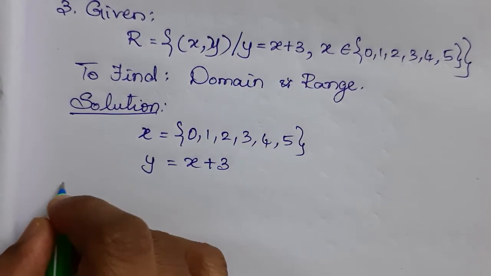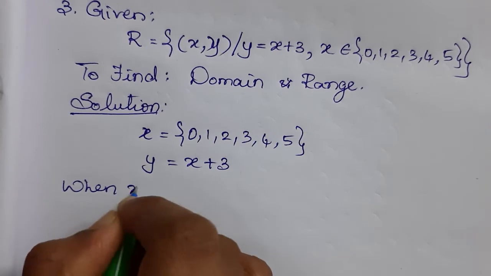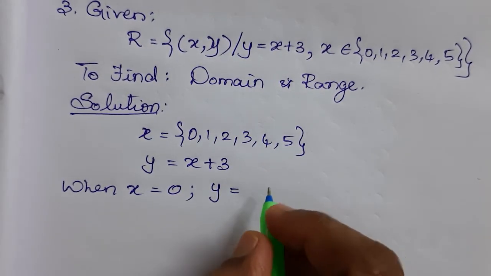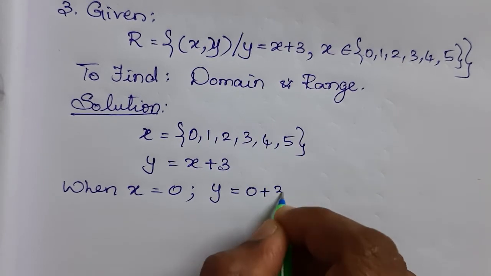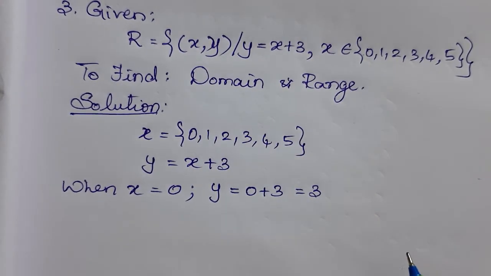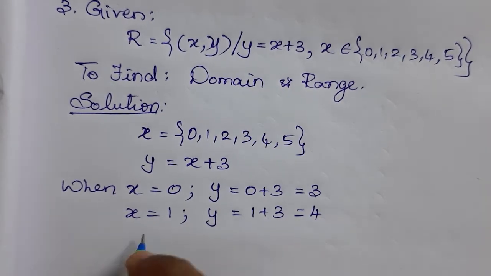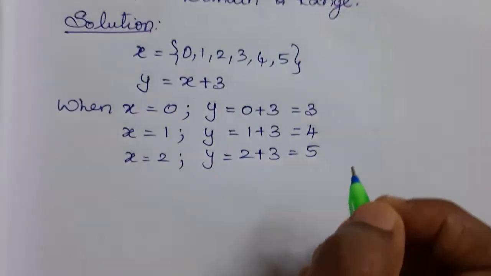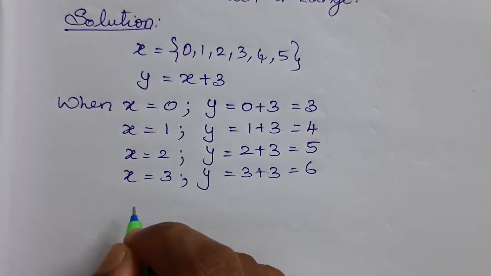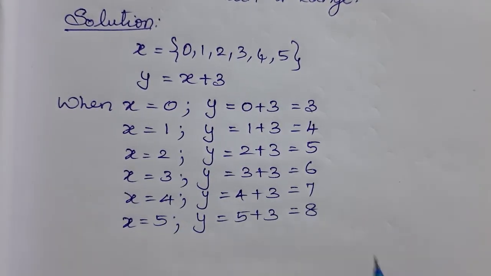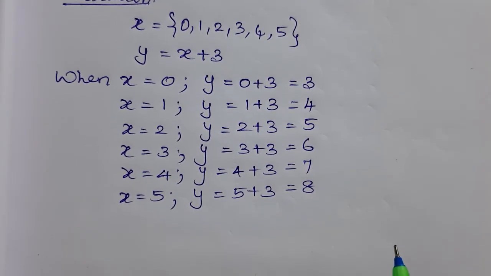So when x is equal to 0, what will be the value of y? Y is equal to 0 plus 3, which is nothing but 3. When x is equal to 1, and so on, so we have found the values of y.